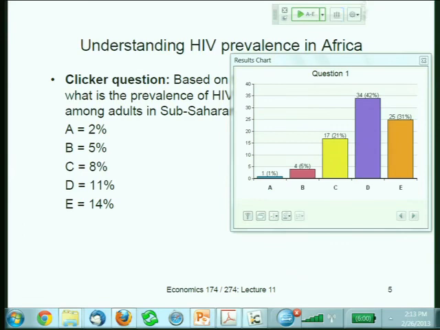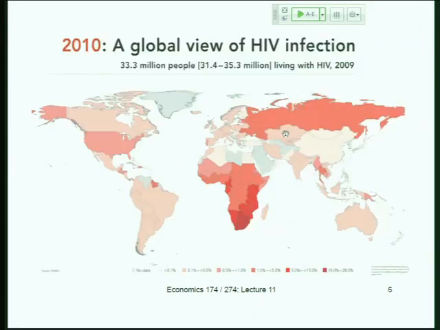The next slide, or two slides down, has the answer. The answer is actually 5%. So most people's view is that the infection rate is 2 to 3 times what it actually is. And as I mentioned, sometimes people will even mention higher rates. What we have here are the infection rates in different countries around the world. As of a few years ago, recent data indicates that over 30 million people are living with HIV.